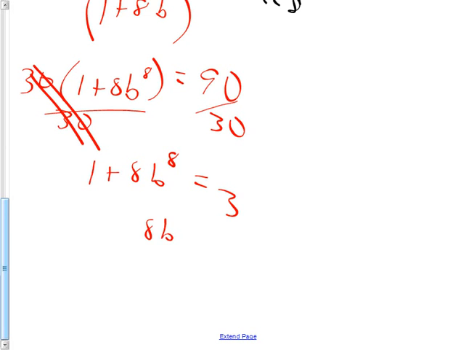Subtract 1 from both sides. 8b to the 8th is equal to 3 minus 1 is 2. Divide by 8. b to the 8th is equal to 2/8, which is the same as 1/4.